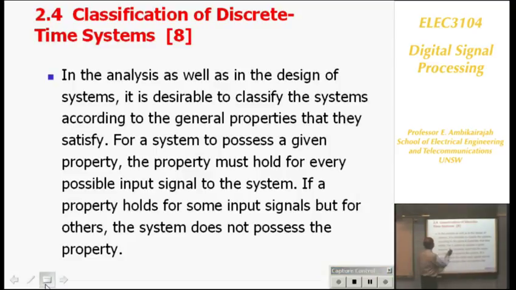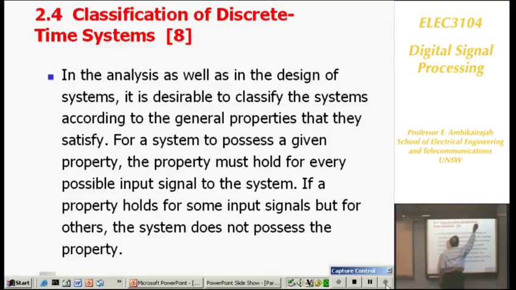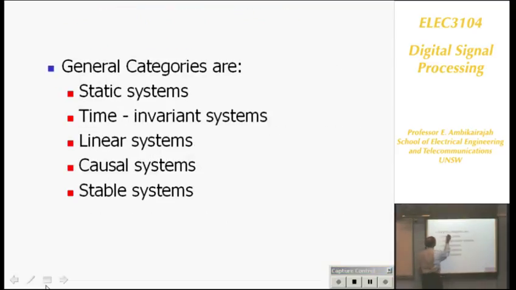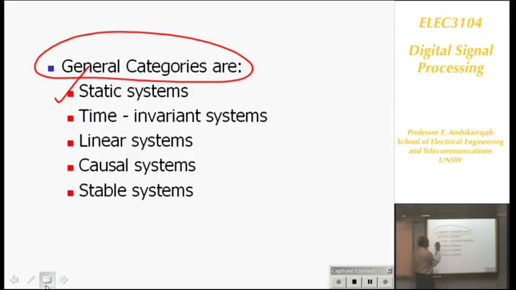Classification of discrete time systems. Now we're going to classify the discrete time system into a couple of categories. Let's look at the categories. Next page. What are the categories to classify? We could have a static system, a time invariant system, a linear system, a causal system, and a stable system.